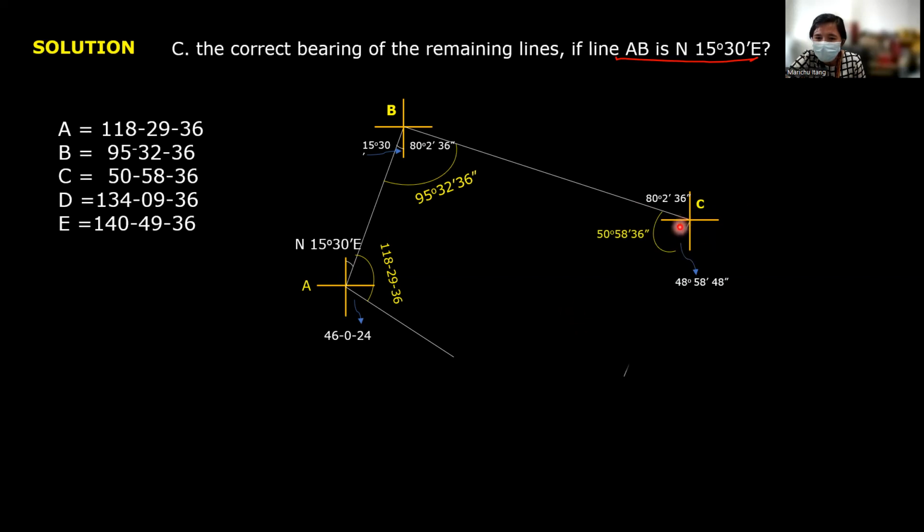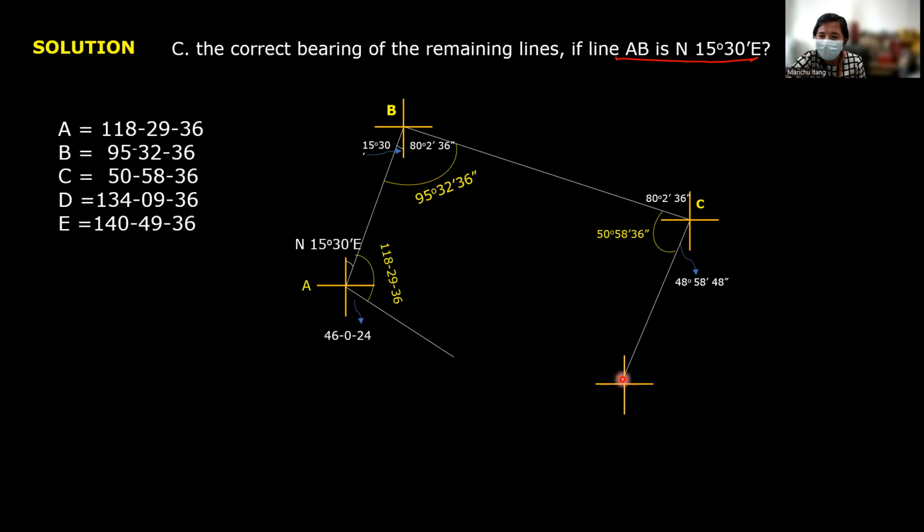Therefore, we have here, if this is 80, 52, then we have a remaining small angle here. How did we get 48, 58, 48? We get this by subtracting from 180 this bearing, minus this one. So 180 degrees minus this one, minus this one. The remaining is only this small angle here. This is now, by the way, the bearing of our next line. As you can see, it is southwest. So this is the bearing of our line C to D.